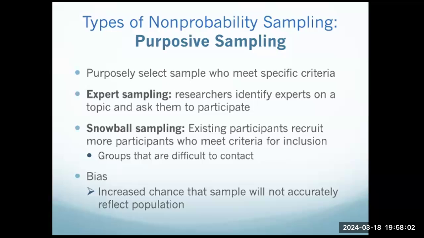But if it's a difficult group to contact, you're going to try to learn everything you can. And again, in your write-up, you're going to explain that you used purposive sampling or snowball sampling and why you had to use it that way.